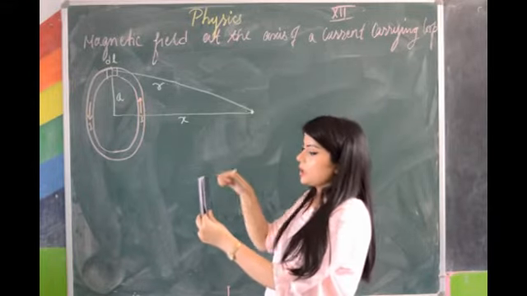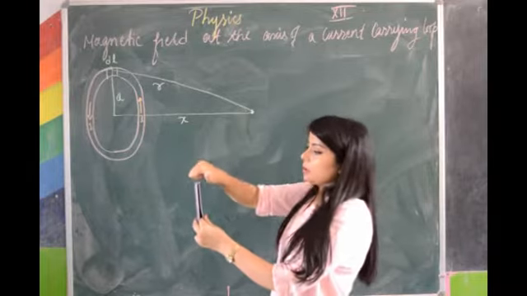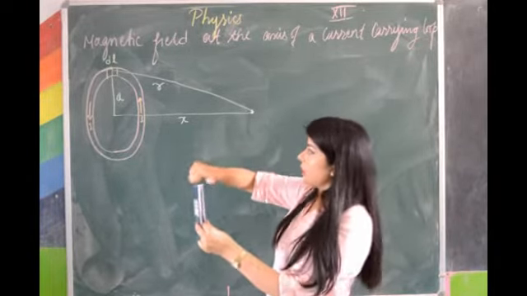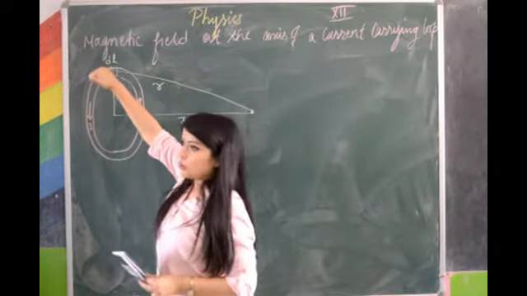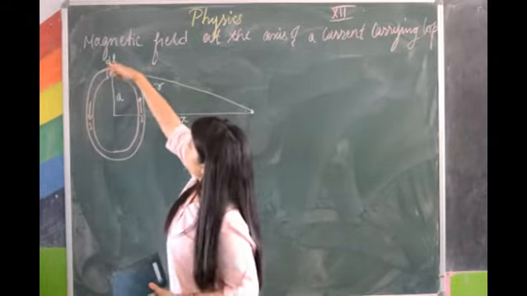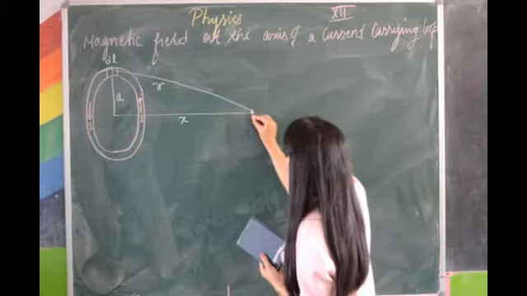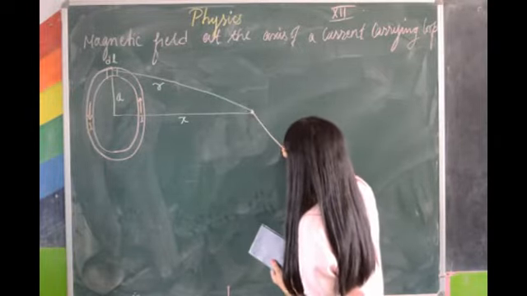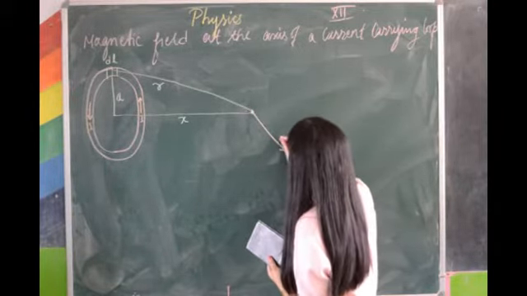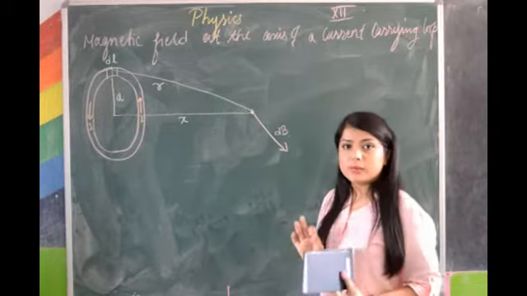At this point, what will be the direction of the magnetic field if current is flowing this way? Suppose it's flowing outwards from the board, then the direction of the magnetic field at this point will be like this. Okay, this is the direction of the magnetic field. Let us write dB, the direction of the magnetic field.